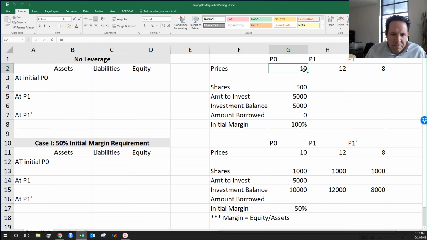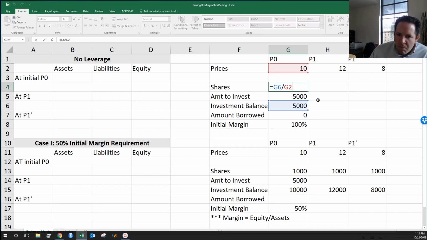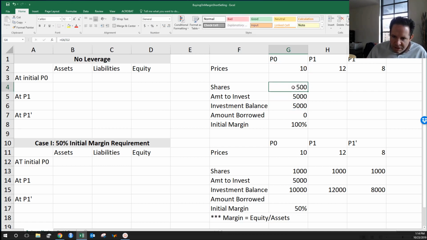So we start off, as a fundamental, with $5,000 to invest. Both of these problems have this as our base case, so $5,000 to invest at an initial price of $10. That means that we can purchase 500 shares, and you can see that here: we have an equation that takes the price per share and the dollars invested, and this tells us how many shares are feasible. It's 500. I didn't hard code that in.